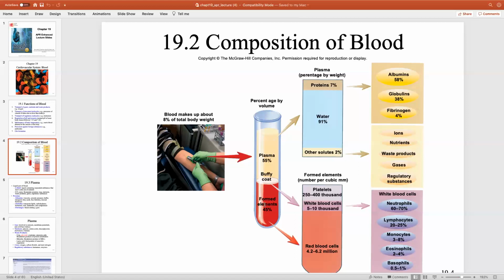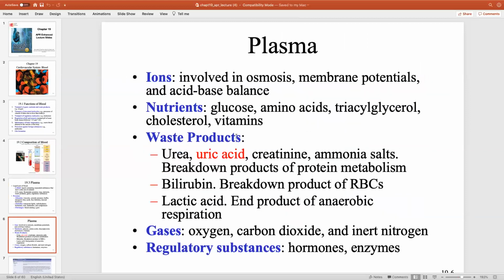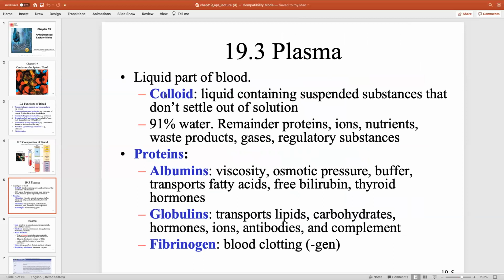So when we talk about formed elements, that's everything except these guys, which is just cells, that's it. Everything else besides cells is found in the plasma. So again, review these in terms of the albumins and the ions, and we'll talk some about these right now. Plasma is a colloid. A colloid is a liquid containing suspended substances that doesn't settle out of solution.